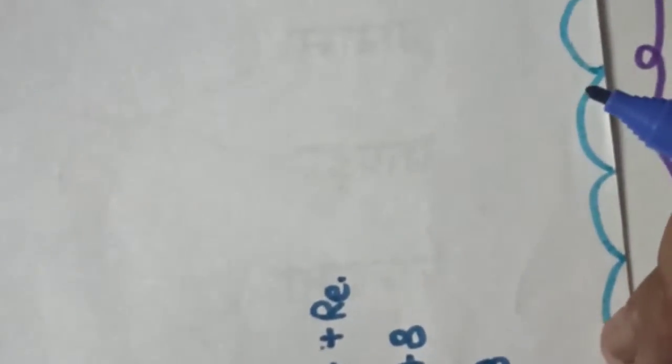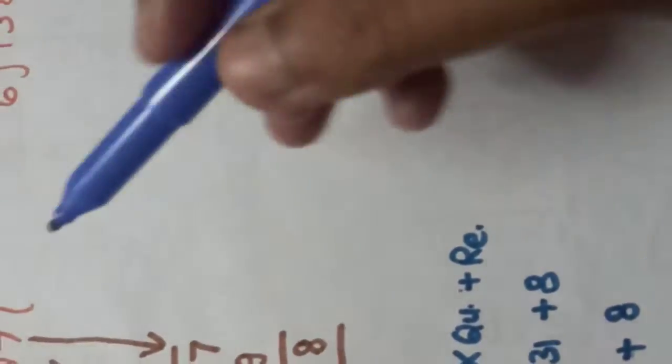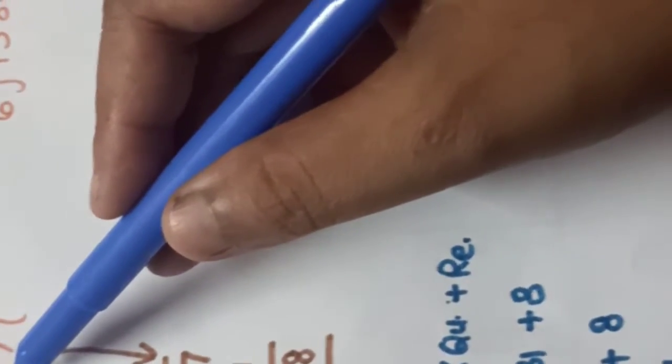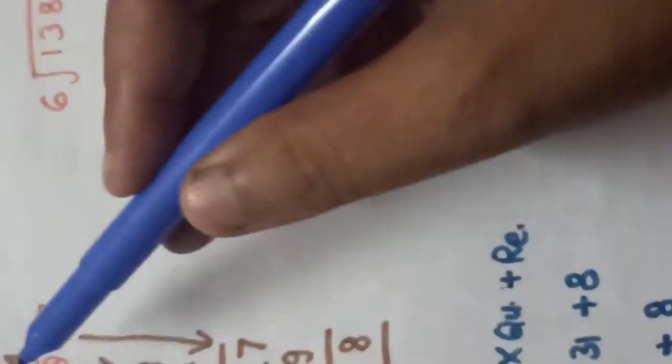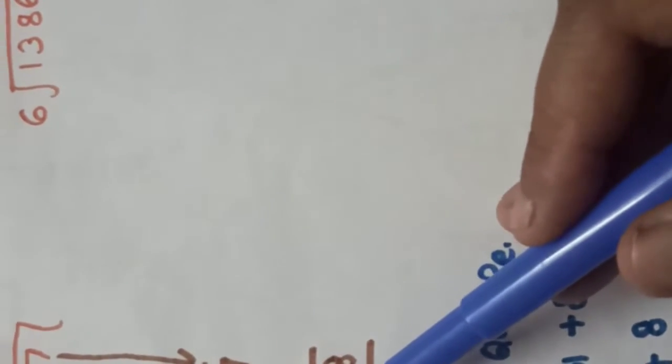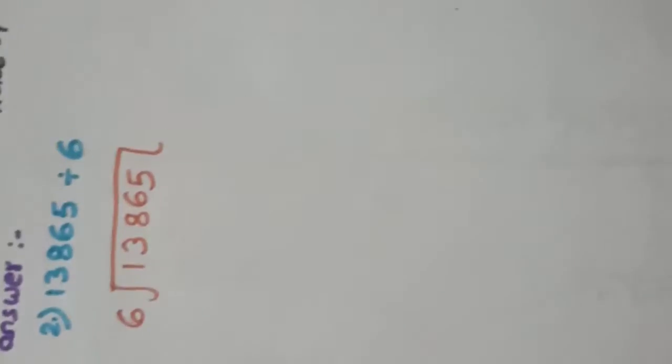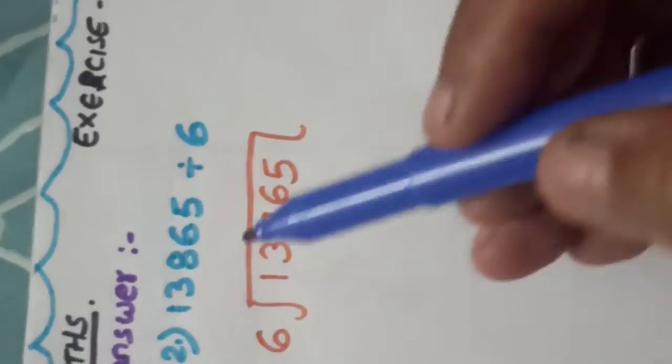Now see, 9 plus 8 will give us 17. 1 is again in carry, that will be added to this number, so it will become 8. Now 4 7 8 7. Okay, so it means this is the same number that we have over here also. So this division is correct.